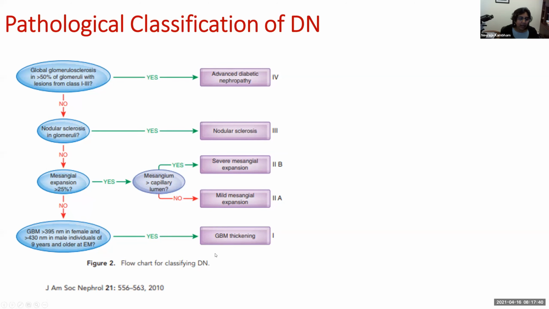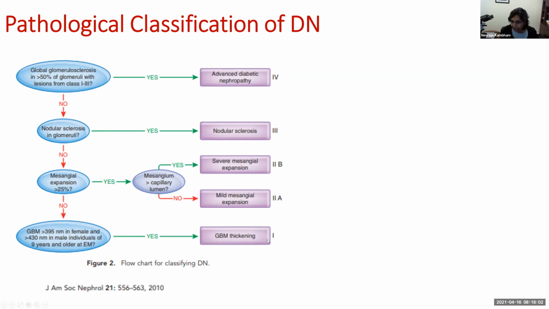The thickening, and how do we determine thickening? You can see it on light microscopy, but the earliest changes are seen on electron microscopy, and we look at the thickening of the size, and the adult thickening is reached by about 9 years of age. Anyway, so that's the GBM thickening.